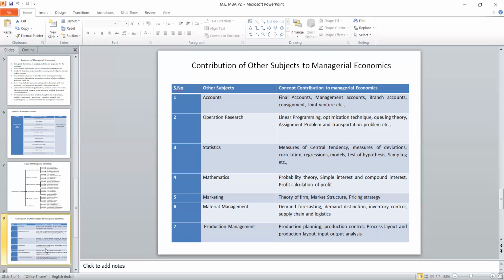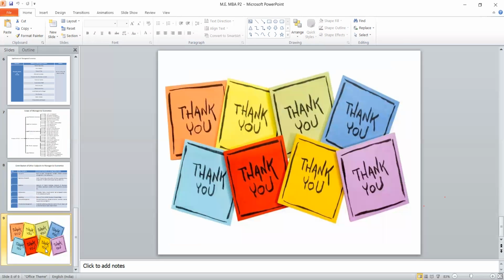Managerial economics is not restricted to these seven; there are n number of subjects. From the answer point of view, I just included important subjects like accounts, statistics, mathematics, material management, production management, and marketing. So for these seven subjects, just have this particular table and complete the answer. Definitely, this will be very helpful.